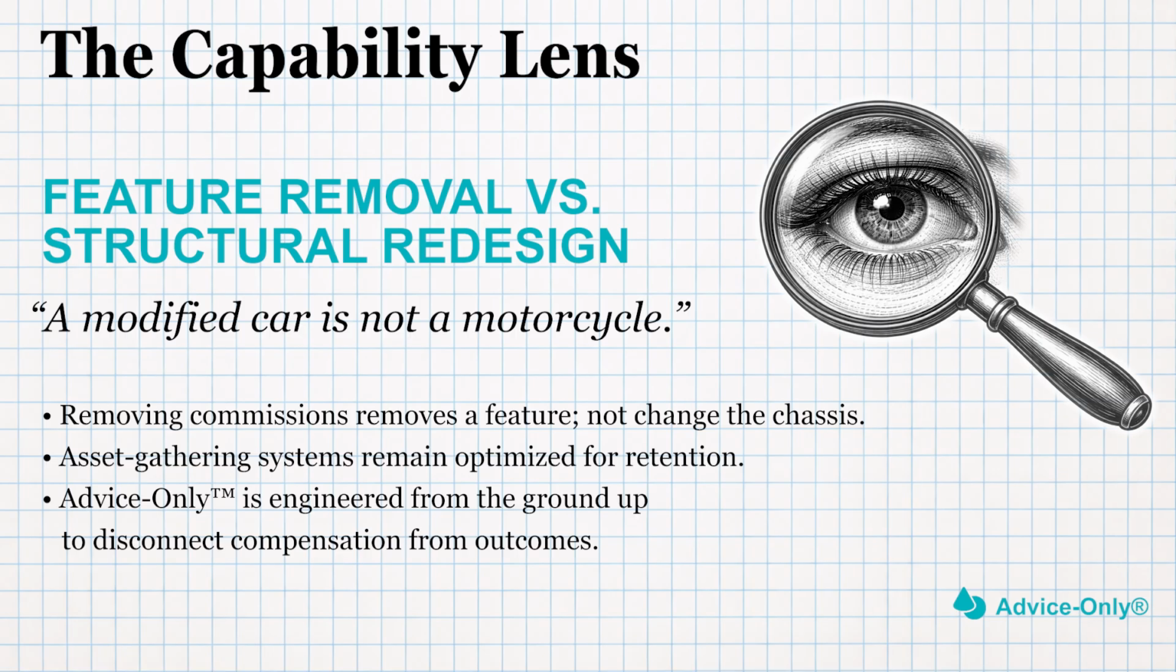A feature is something you can add or remove. Architecture is how the building stands. Architecture is what determines what the building can do. When a firm says it is fee only, that means the advisor does not receive commissions. That is important. That is meaningful. But it does not tell us whether the advisor controls assets, manages portfolios, or is paid more when clients keep their money in one place or work with a referral partner. It doesn't tell us about the chassis.